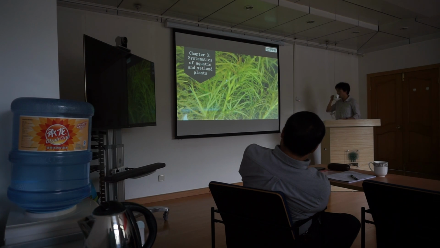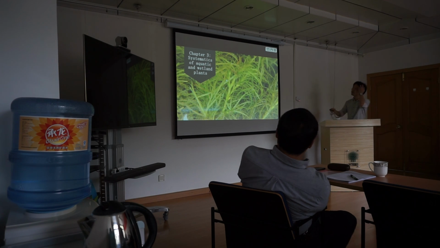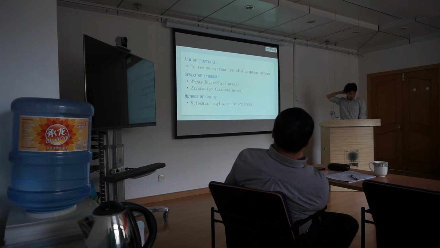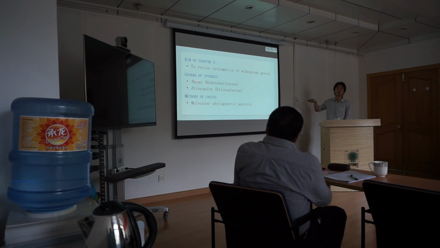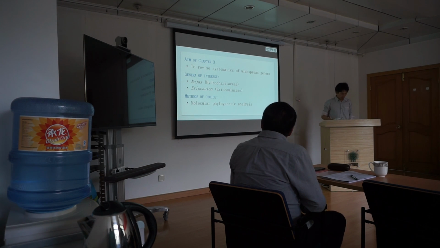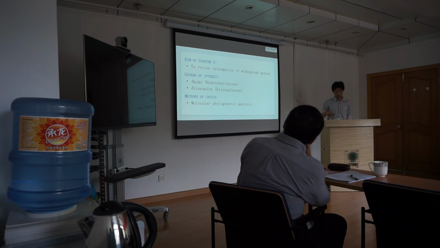And what you can see here is the genus Nymphoides, I think Nymphoides kingi, from Thailand. This chapter is on the systematics of aquatic and wetland plants. The aim of chapter 3 is to revise the systematics of widespread genera. The general interest is the genus Nymphoides of the Hydrocharitaceae, and the genus Eriocaulon of the Eriocaulaceae. The method of choice is not really specific. It's orthodox molecular phylogenetic analysis.